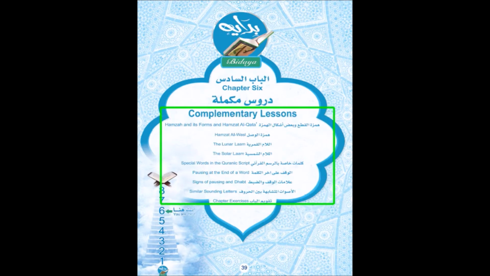So inshallah, thus far the student has all the skills. The student has learned through chapters 1 through 5 all necessary skills for reading any Arabic word. And again, all future lessons will be specific to the Quran. Alhamdulillah, we have reached level 6 out of 8. We are almost done with the Bidaya book, inshallah.